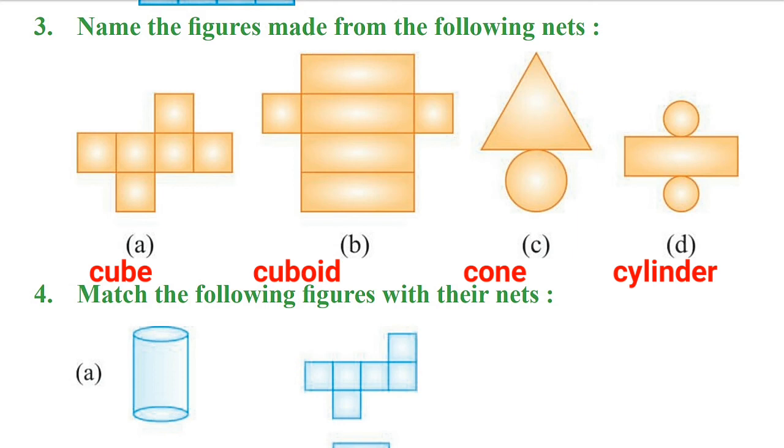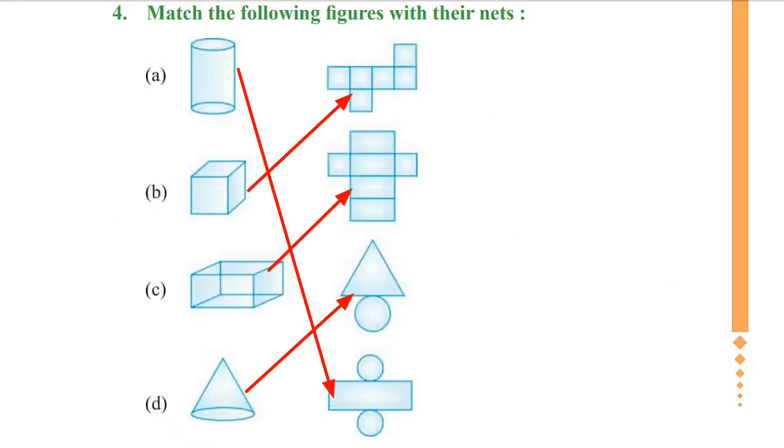Right? Got it? And in C part we have a triangle and a circle, so we can form a cone using these two parts. In D part we have a rectangle and 2 circles, so using them we can form a cylinder shape. Fourth part, match the following figures with their nets. Here in A part we have a cylinder, so we know that a cylinder can be formed using a rectangle and 2 circles. So the answer you can see.